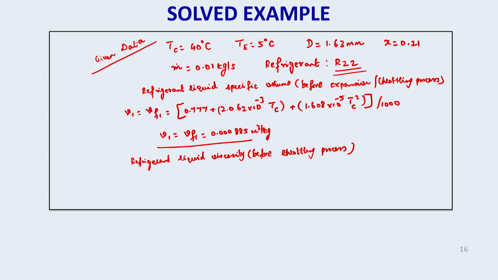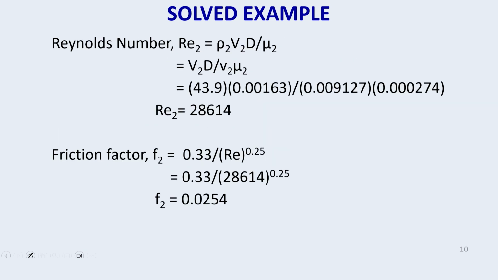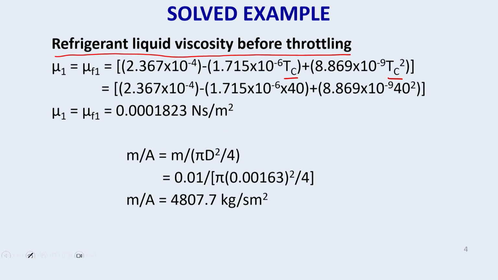So viscosity is represented by the letter mu. Since it is liquid viscosity, it is mu suffix F1. Small v is the symbol for specific volume. Mu is the symbol for viscosity. It is equal to, let me write the formula. The values substitution I have given in the PPT. Due to shortage of time, I may not be able to substitute each and every value. So at least let me write the formula.